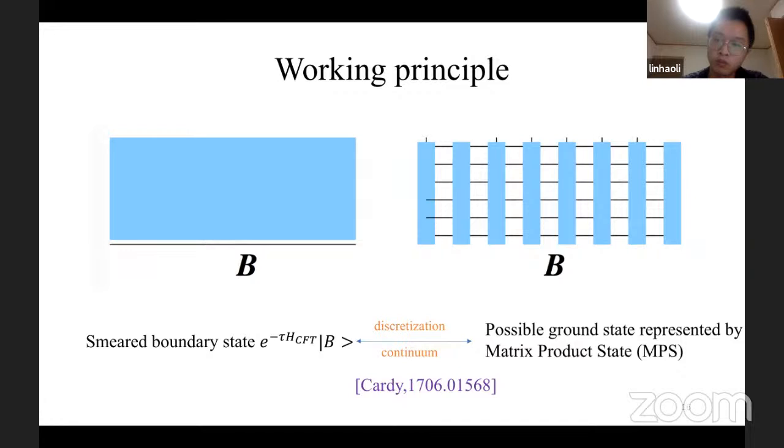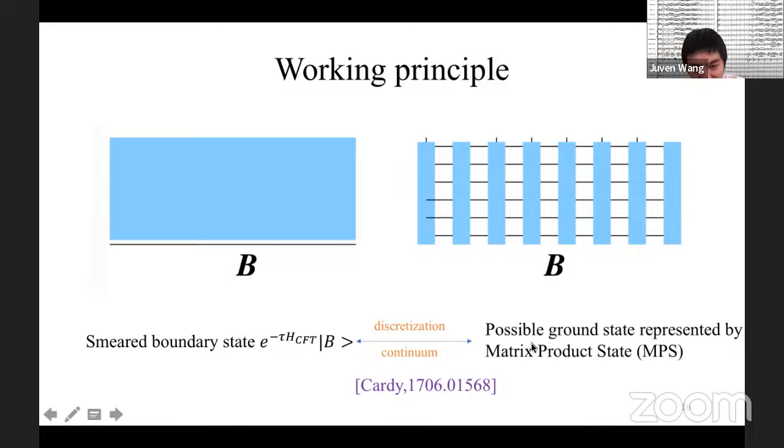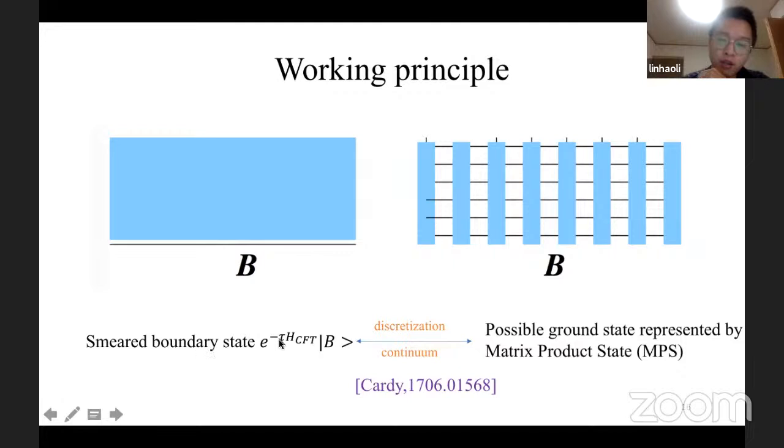Are both states gapped? Here the boundary state, this smeared boundary state, is, I don't know how to say that, gapless, but the corresponding ground state is gapped. And the MPS describes the gapped state, is that right? Yes. So is this smeared boundary state gapped? Since the imaginary time tau plays the role of correlation length, if tau is a finite value, the correlation length is also finite.